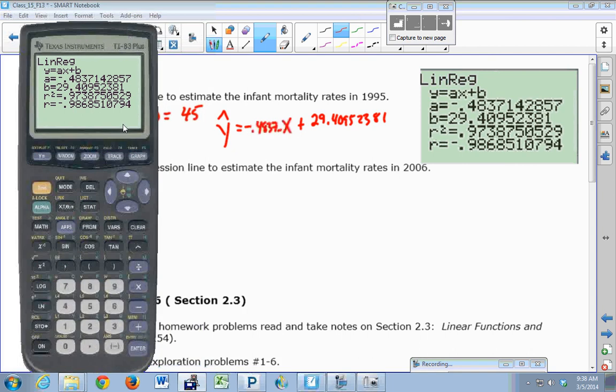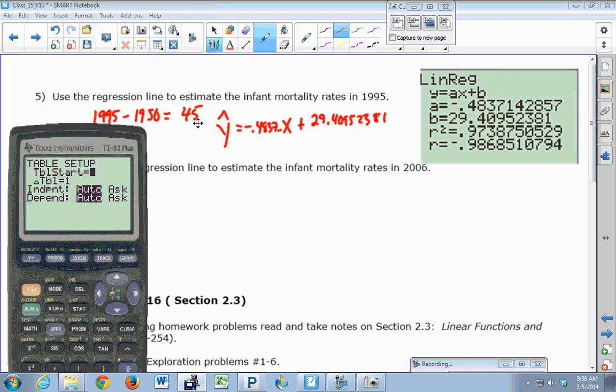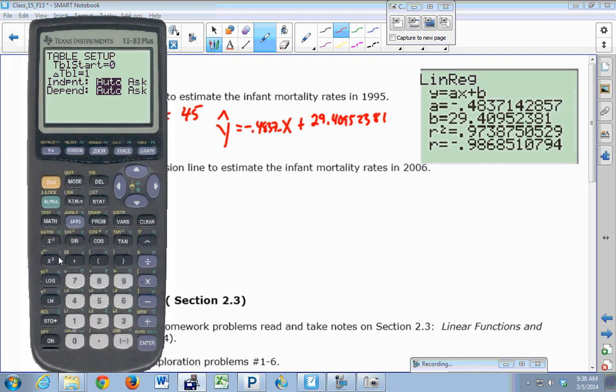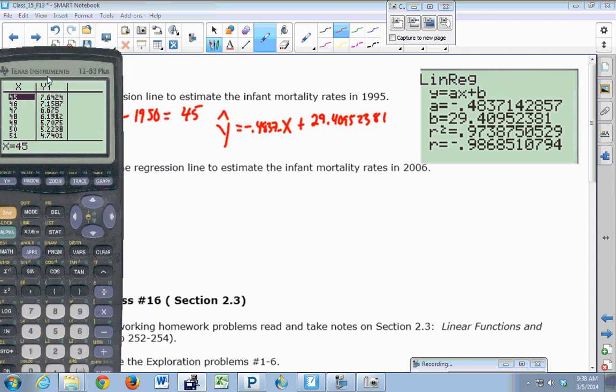So how can you do this really quickly? Remember, that line's right here in Y1 with all of the data in it, all of the values. So go to your table, right? Go to your table. And what's our value we're interested in? 45. So just put here 45. Go down and say, you can either say auto or ask, go to your table, and voila, there's your answer. In 1995, we're estimating that the infant mortality rate will be 7.6424. That's what we're estimating it will be.